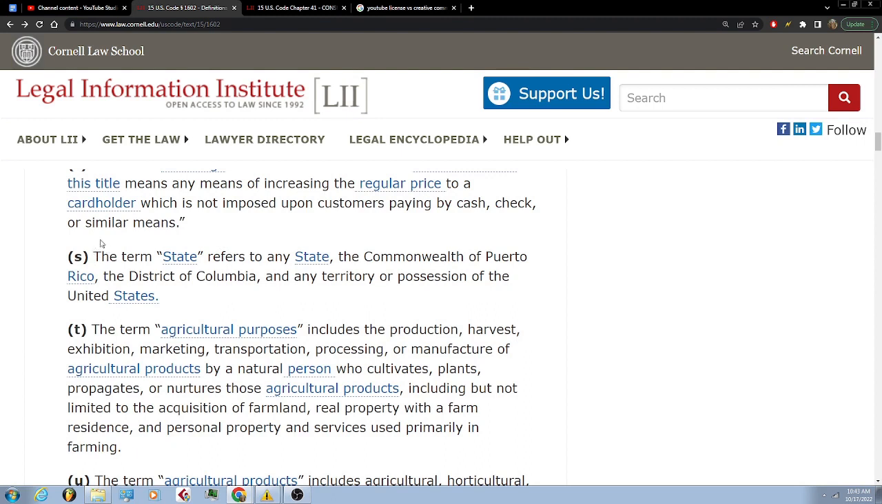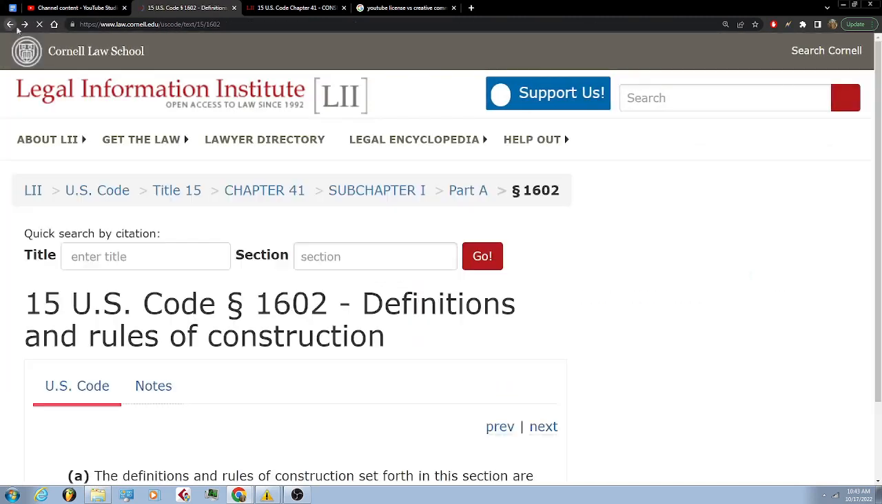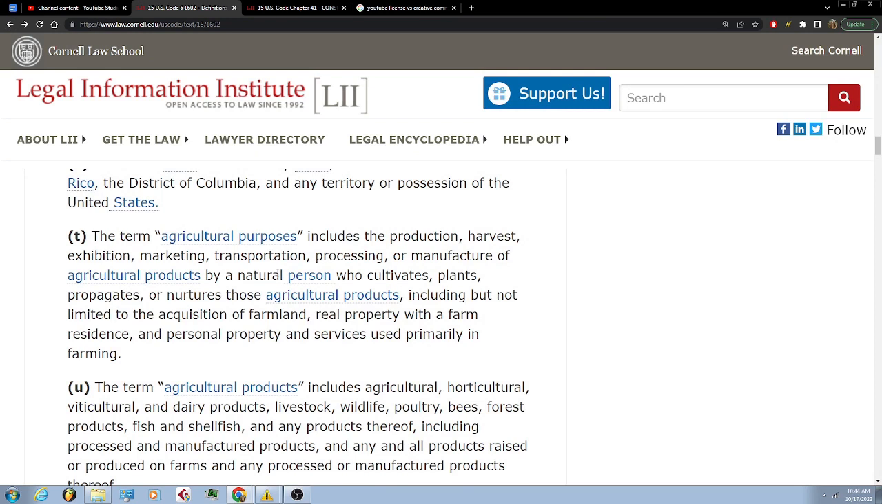S. The term state refers to any state, the Commonwealth of Puerto Rico, the District of Columbia, and any territory or possession of the United States. The term agricultural purposes includes the production, harvest, exhibition, marketing, transportation, processing, or manufacture of agricultural products by a natural person who cultivates, plants, propagates, or nurtures those agricultural products, including but not limited to the acquisition of farmland, real property with a farm residence, and personal property and services used primarily in farming.